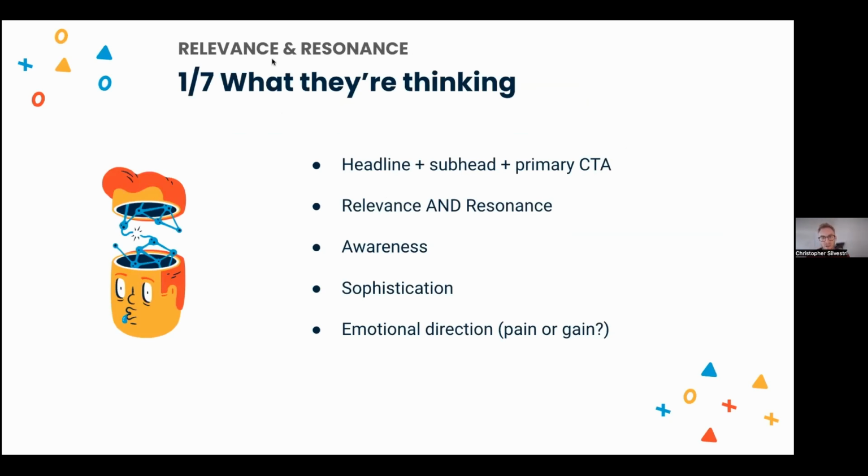So what they're thinking, which is about relevance and resonance. Here, this section is mostly about the headline, subhead, and the primary CTA. By primary, I mean that you can have a secondary CTA, but the primary is basically the main goal of your business, whether you sign up for a demo or sign up for a trial. And the secondary can be sending people to other pages of the website. But the main point of this section is the headline and subhead, which is your value proposition. This section is about relevance, but also about resonance.